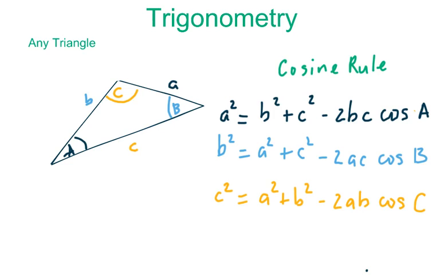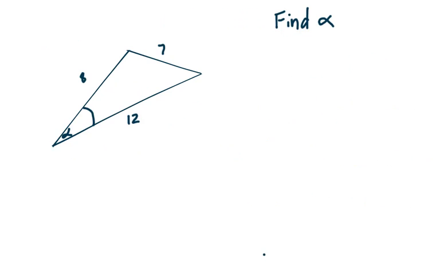Note that these are 3 equations that we've written down. It's the same rule, except we have written out the rules for each of the sides. We've written it out where A is the subject, when B is the subject, and then when C is the subject. We'll understand this better if we look at an example.